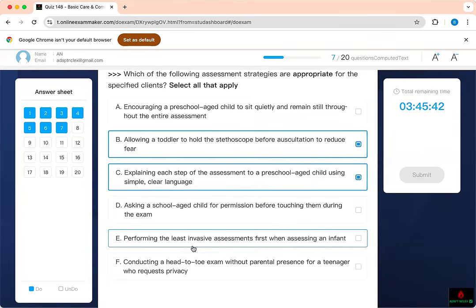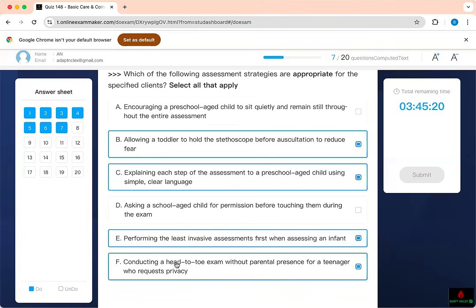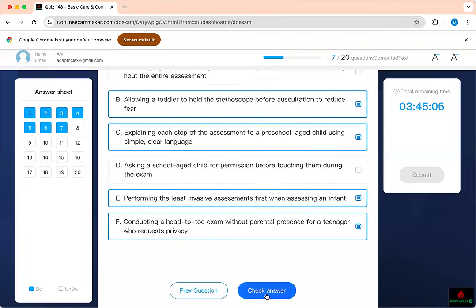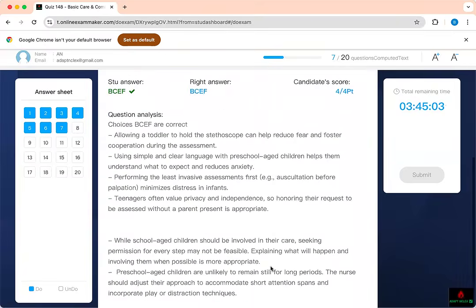Performing the least invasive is good for infant. Otherwise, if you do the invasive procedure, they start crying, you lose the opportunity to take care of them. And then conduct head to toe assessment without parental presence for a teenager who requires privacy. This is good. Teenagers, they want privacy. Let the mommy step out. But pay attention. School age, you can ask permission, but not every time. You can get them involved, but you don't have to do that all the time. So these are the key things you have to do when you're taking care of these patients.